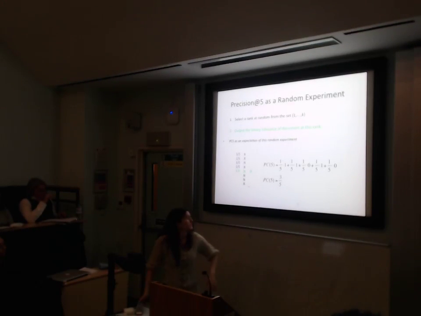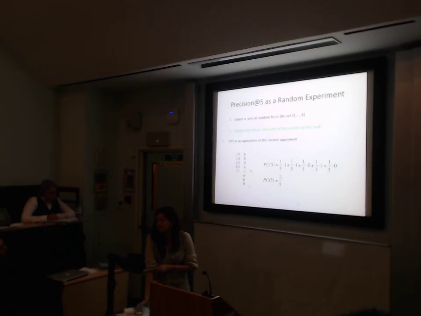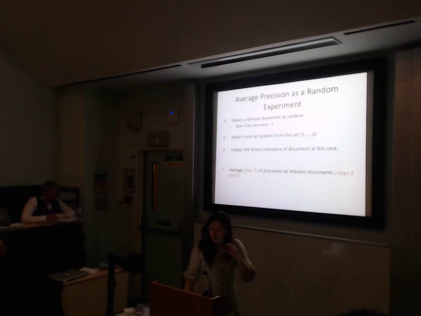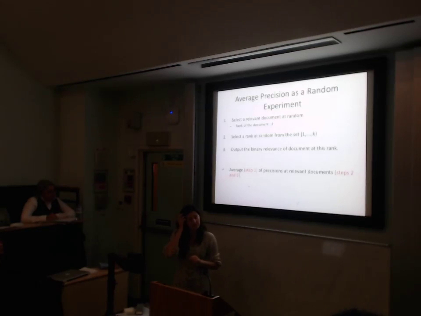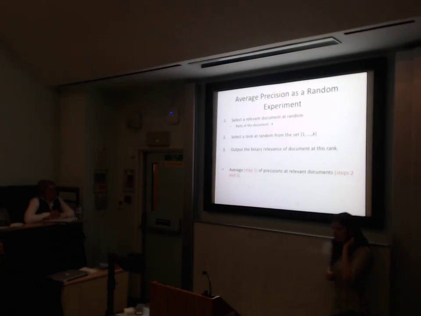Okay, so now, this is assuming that I have all the judgments available. We didn't get into the estimation part yet. First, we are talking about defining metrics as random experiments. And since we have just defined this, let's move on to defining average precision as a random experiment as well.